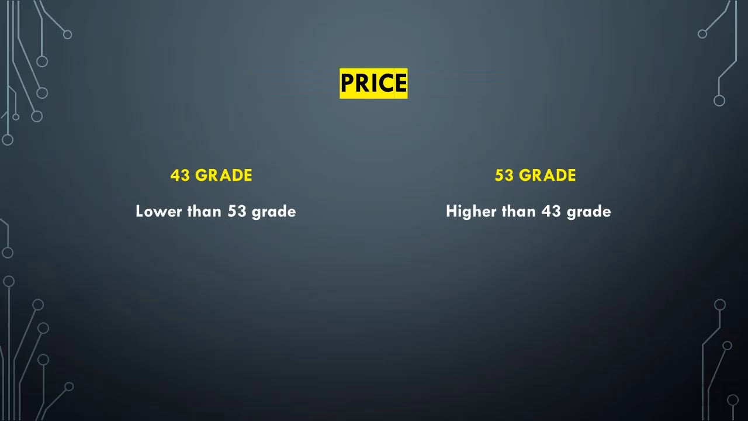Price. Price of 43 grade cement is lower than 53 grade cement, whereas price of 53 grade cement is higher than 43 grade cement.